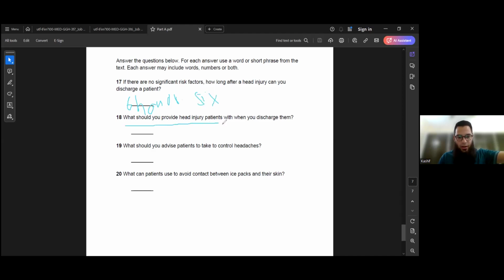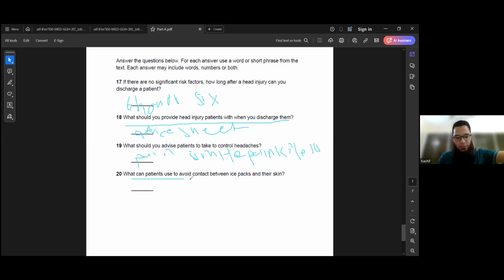What should you provide head injury patients when you discharge them? Again, it is in text D. It is an advice sheet. Okay, advice sheet. Now, what should you advise patients to take to control headaches? It is painkillers. It is written in text D. If somebody has written simple painkillers, yes, it is also right. It is also considered to be right. Okay, no problem with that.